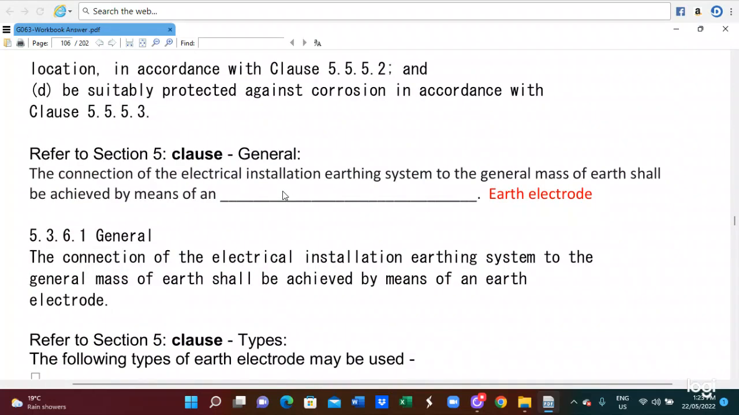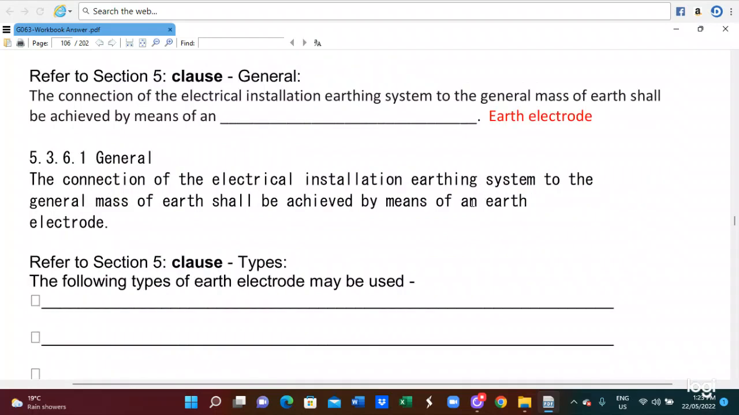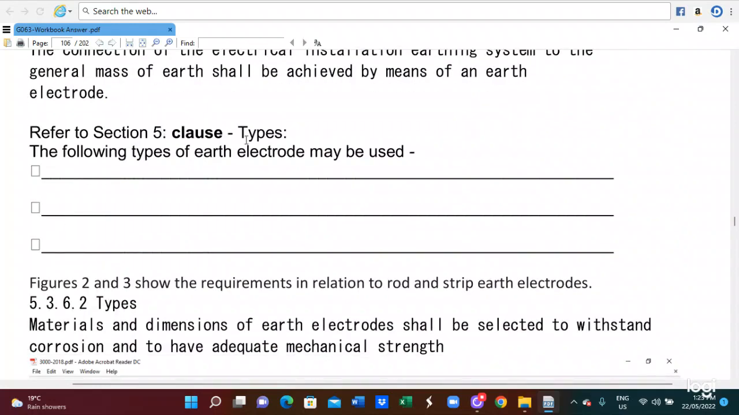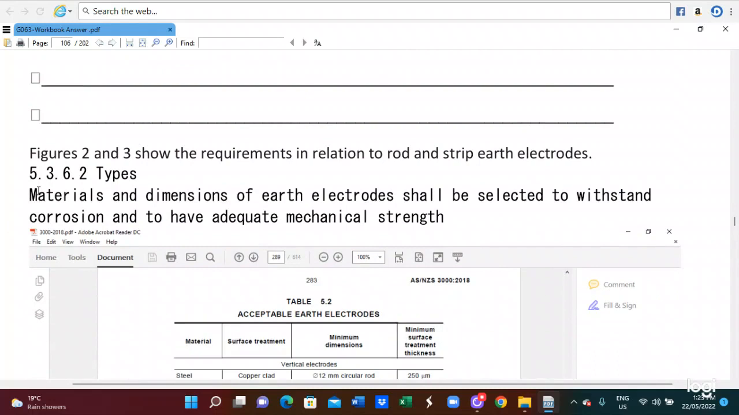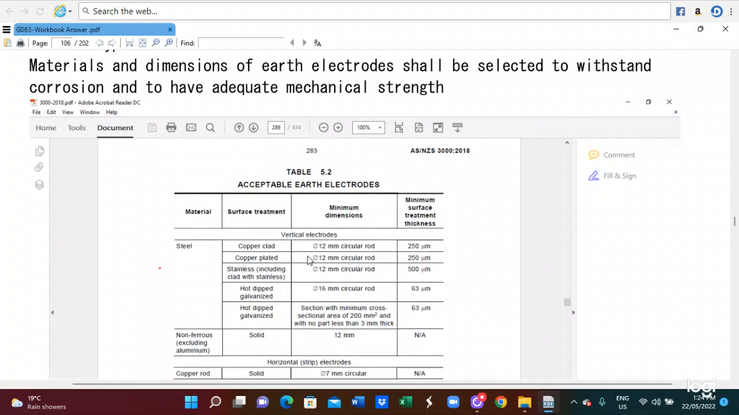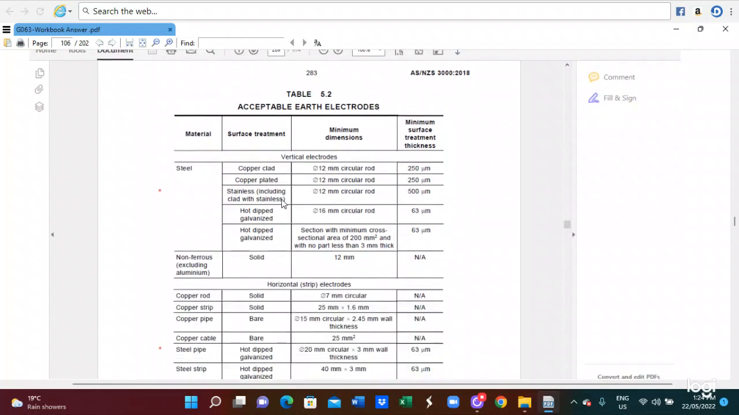And also the general clauses: the connection of the electrical system to the general mass of the earth shall be achieved by means of the electrode. In this case, you refer to 5.3.6.1. The connection of the electrical installation system to the general mass of the earth shall be achieved by means of the electrode. So in this case, you have to refer to section 5. The reference is clause 5.3.6.2, acceptable electrode sizes. You can see there is a material and a diameter for the electrode. You can get it from Table 5.2.